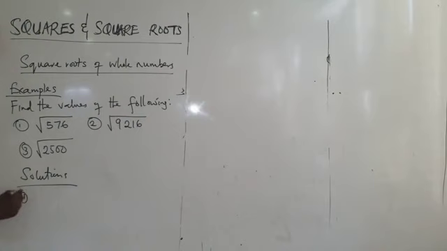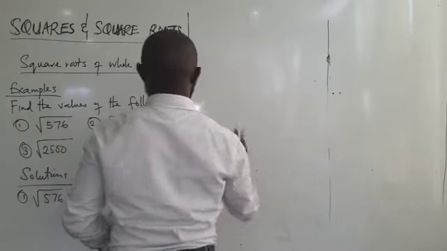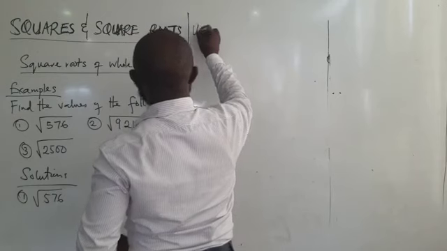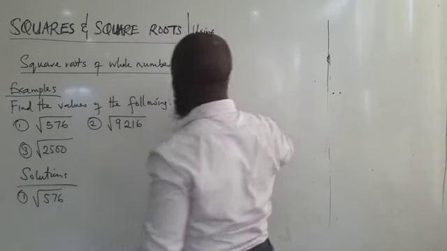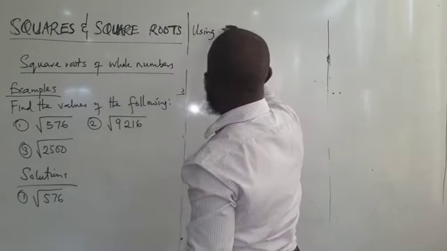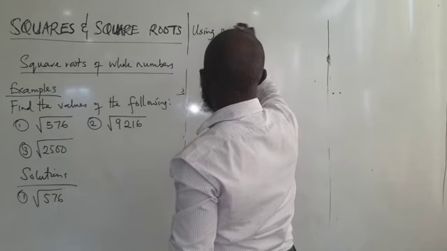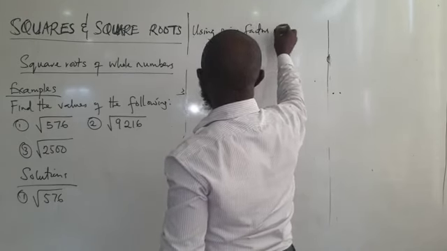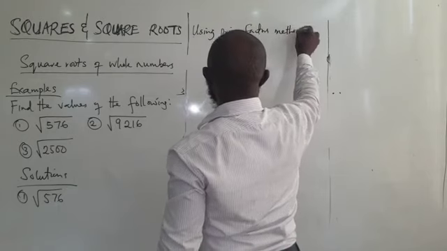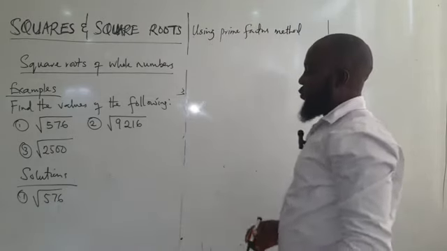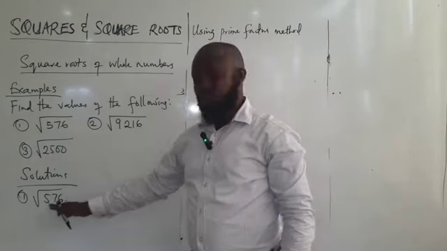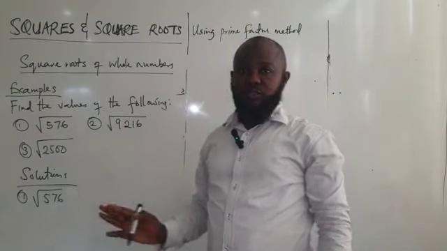So the first one, square root of 576. We're going to apply what we call our prime factor method. Using the prime factor method, that's the easiest method. Prime factors method, so what does that mean? It means that we are going to express the number as a product of its prime factors.